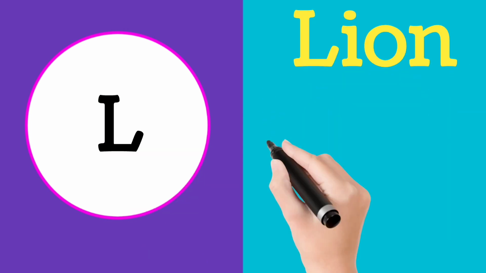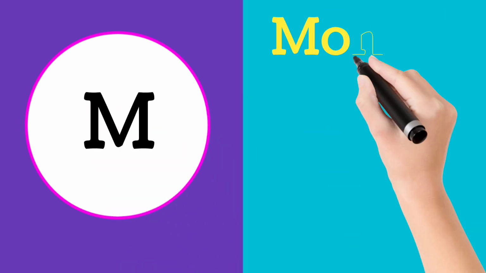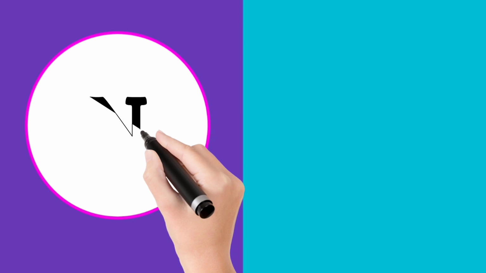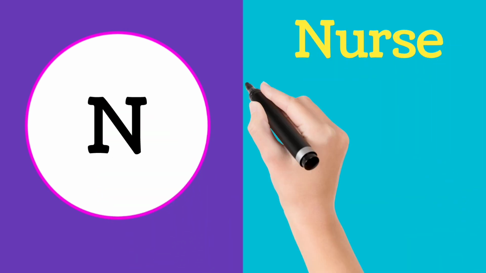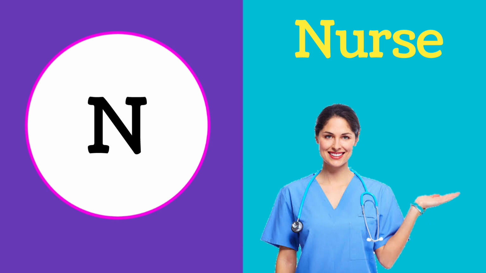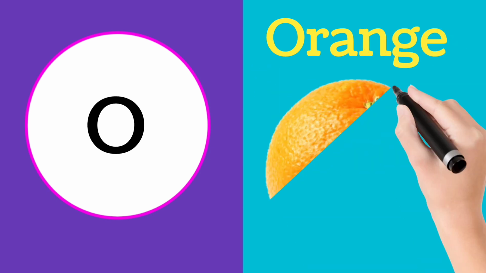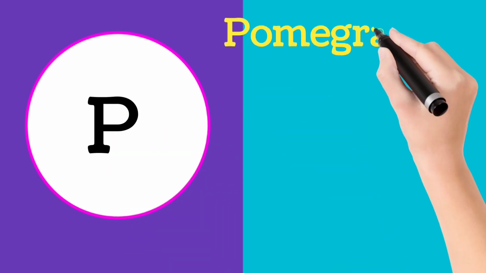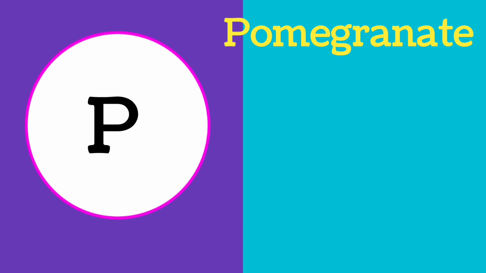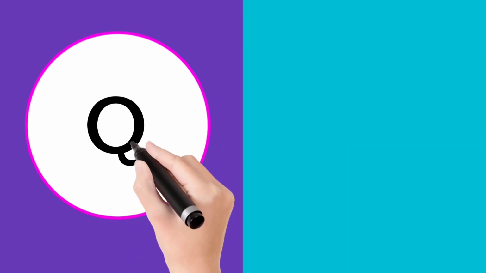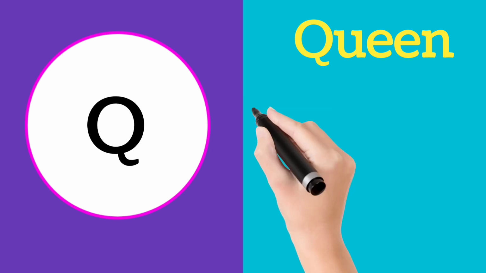L for lion. M for monkey. N for nurse. O for orange. P for pomegranate. Q for queen.